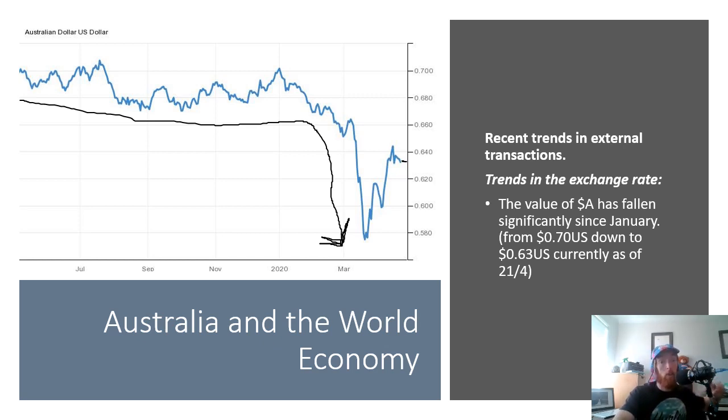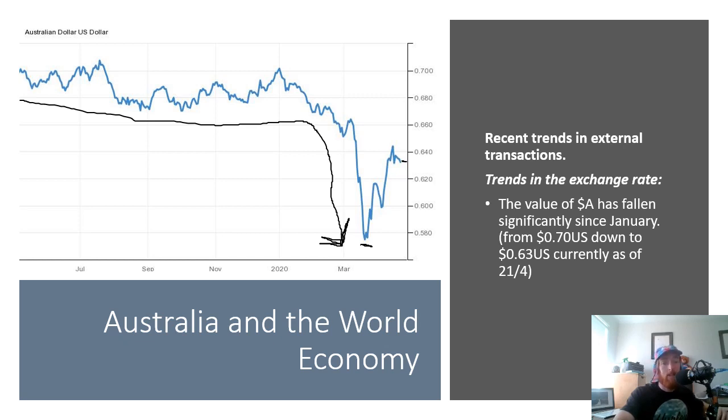And so if you could guess what happened when we hit this low point here of 58 US cents, our interest rates got decreased to the lowest they've ever been. So the cash rate is 0.25%. Many of us with home loans, etc., are paying the lowest interest rates in history in Australia for our mortgages.